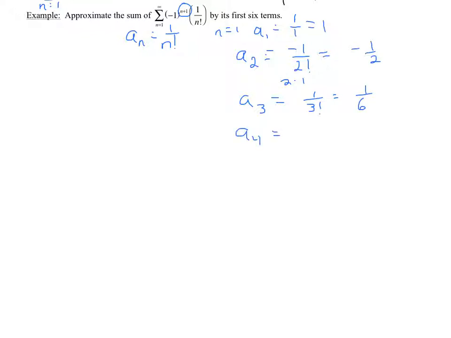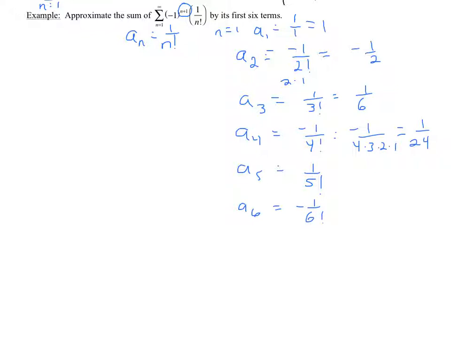A sub 4 is negative 1 over 4 factorial, which is negative 1 over 4 times 3 times 2 times 1, which is 1 over 24. A sub 5 is 1 over 5 factorial, and a sub 6 is negative 1 over 6 factorial. So you're seeing how each of those goes.